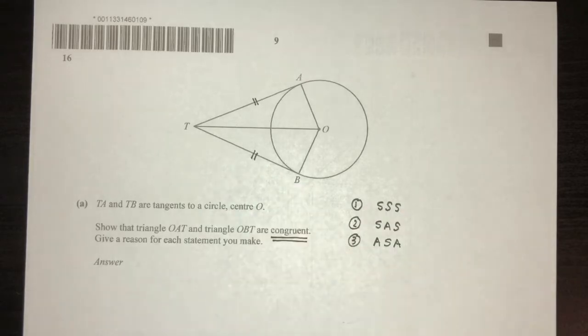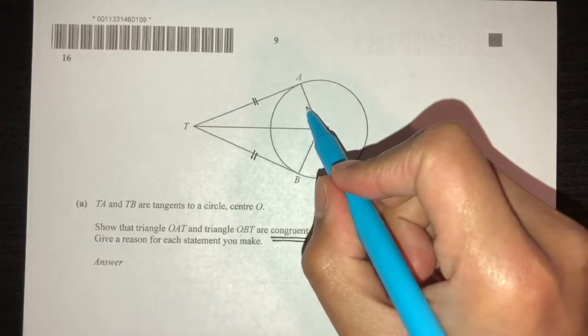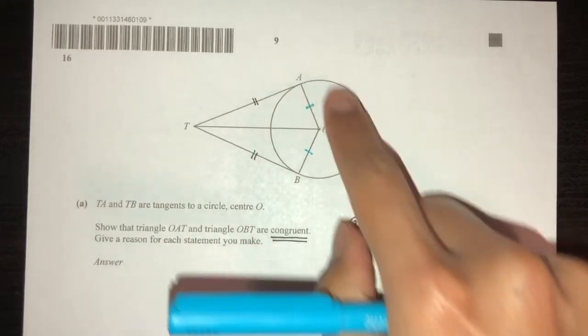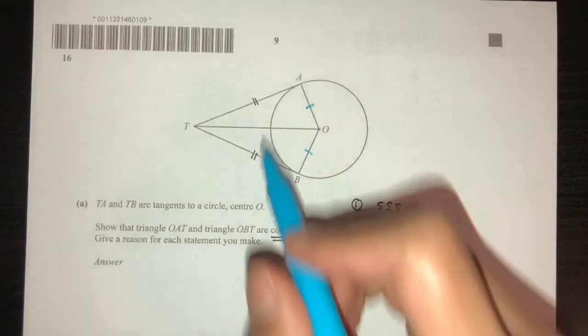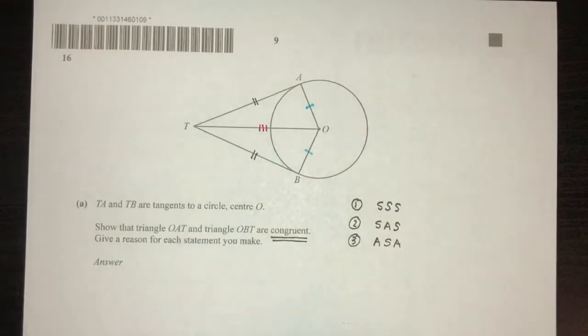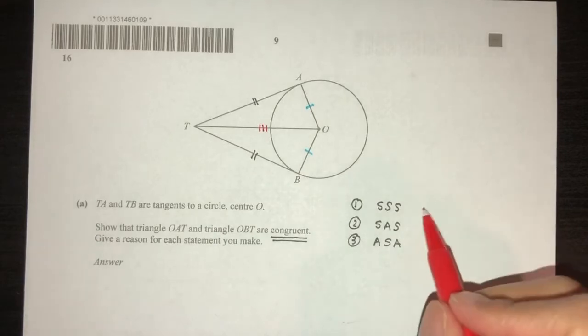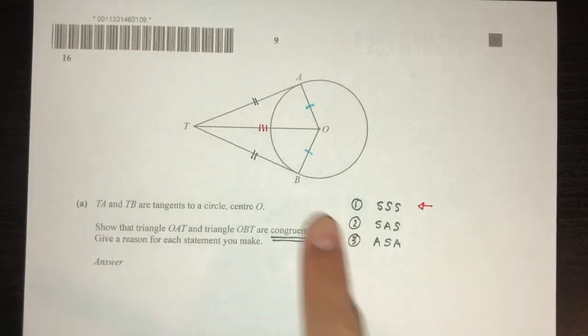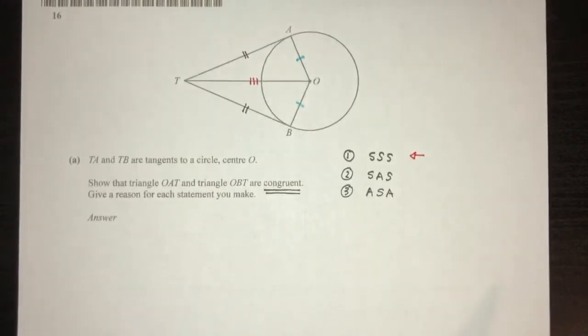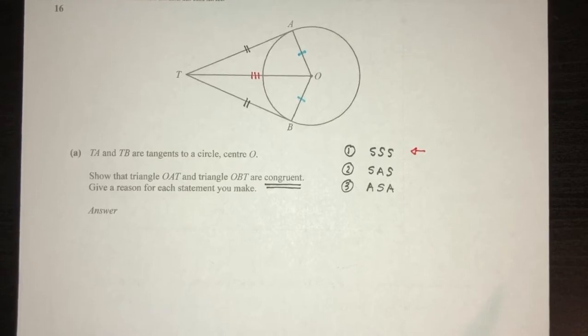So let's see which way we can choose here. So first thing we know is these two sides are the same. Okay, and also we know that these two are the same as well, because they are the radius of the same circle, right? OA and OB are the radius. And now this is obviously the same because OT is OT, right? So now we have shown by method number 1, we have proven that all the three corresponding sides are the same, and by SSS these two triangles are congruent.